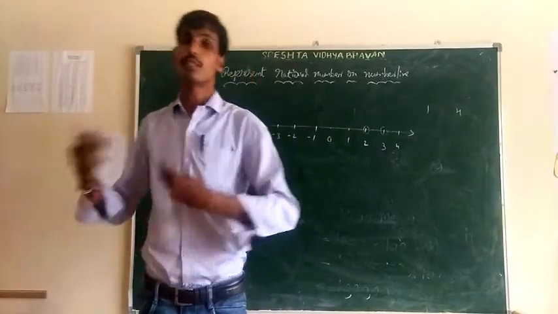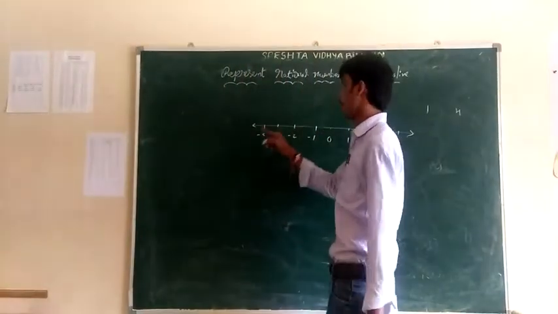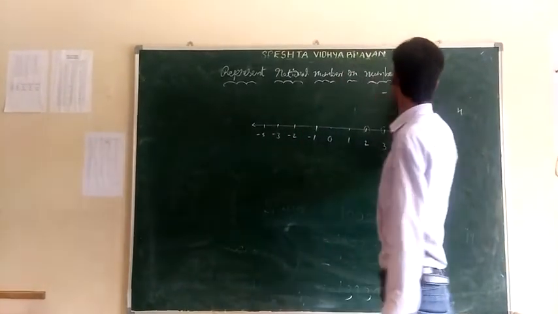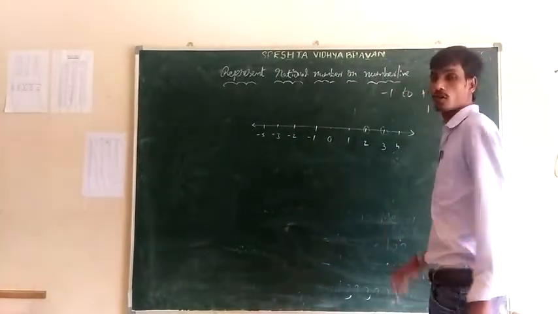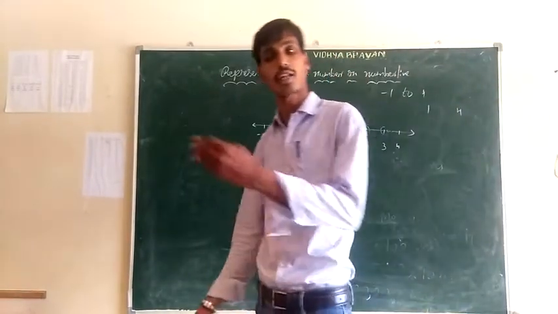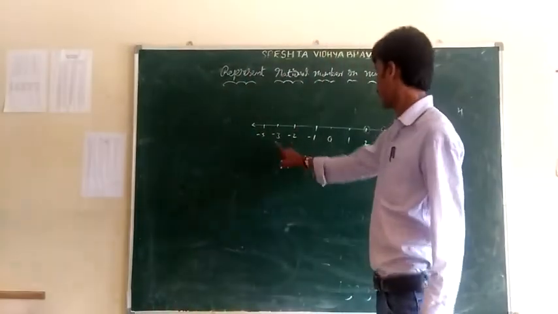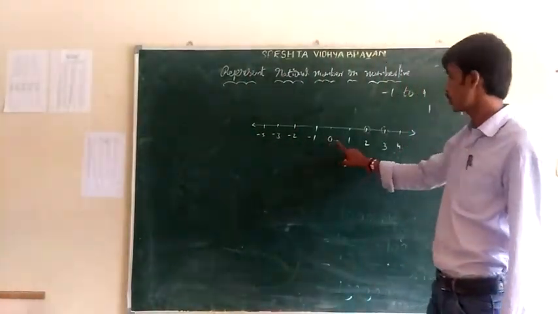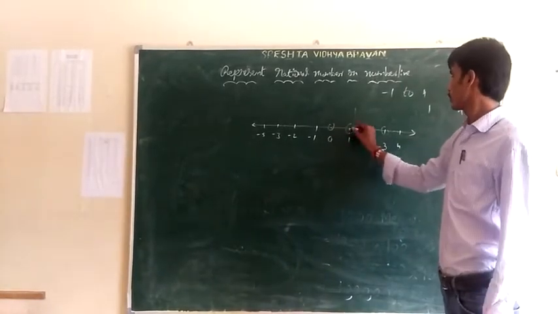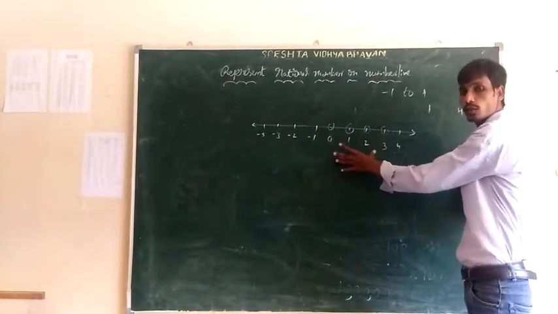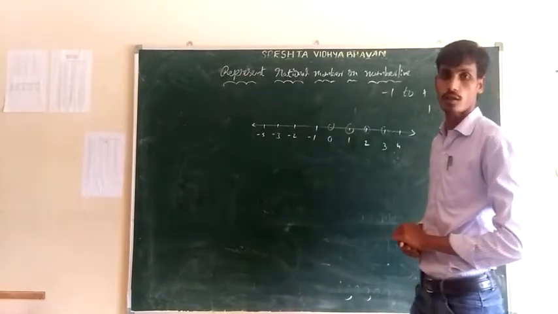How many integers lie between -1 and 4? How many, starting from -1? That means 0, 1, 2, 3. So these 4 integers lie between -1 and 4.